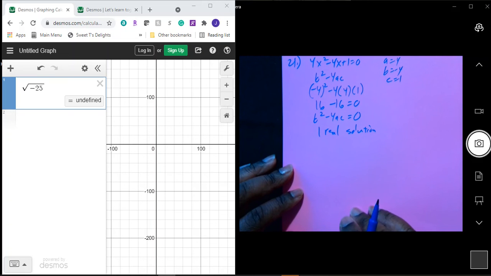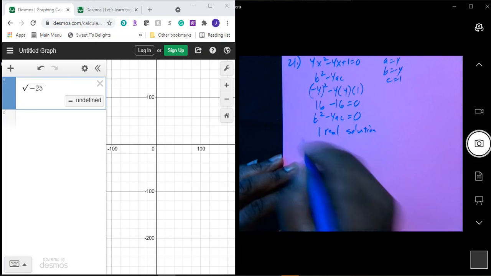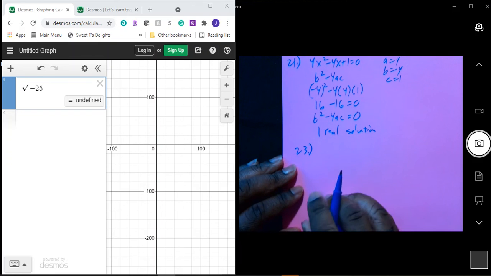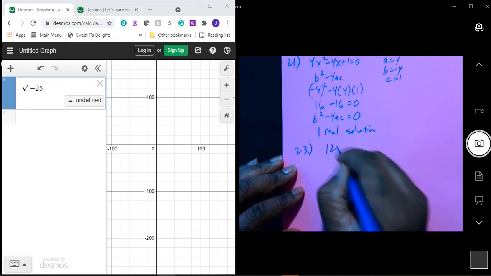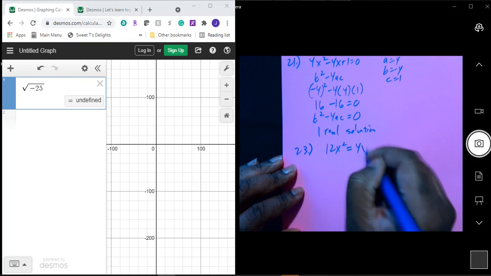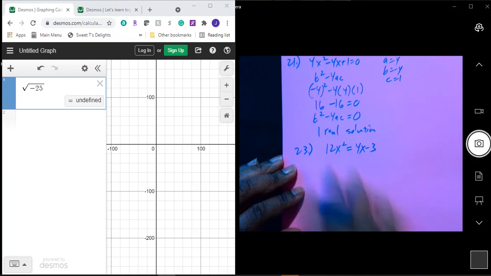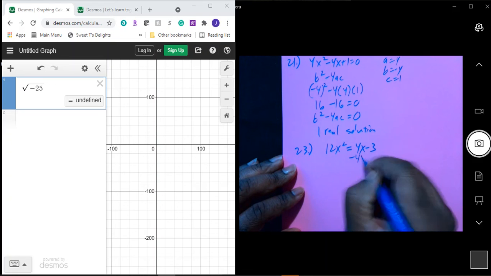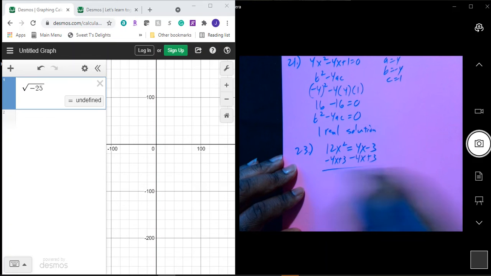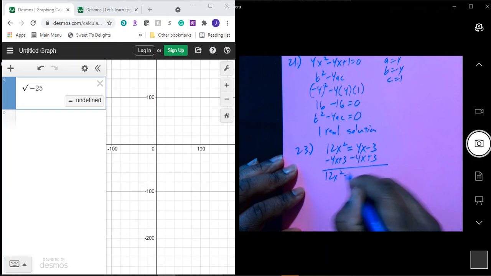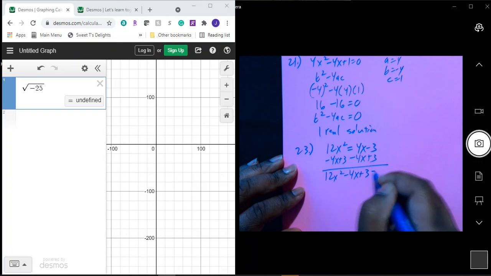Now, our last problem here, which is problem 23. We have 12x squared is equal to 4x minus 3. We put this in standard form: we subtract 4x and add 3 to both sides. So we have 12x squared minus 4x plus 3 equals 0.